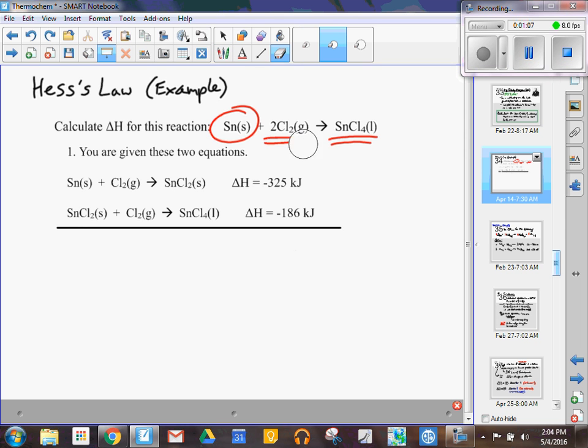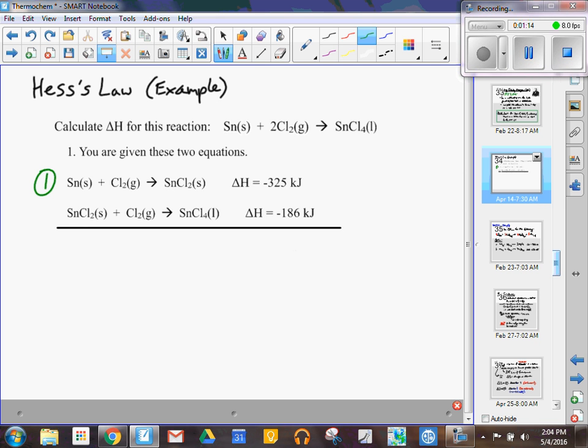So what's more likely going to happen is that the reaction will take place stepwise. So the first step, shown here, is tin reacting with 1 chlorine molecule to form tin 2 chloride, and then tin 2 chloride will react with another chlorine if it's abundant enough to form our eventual product, tin 4 chloride.